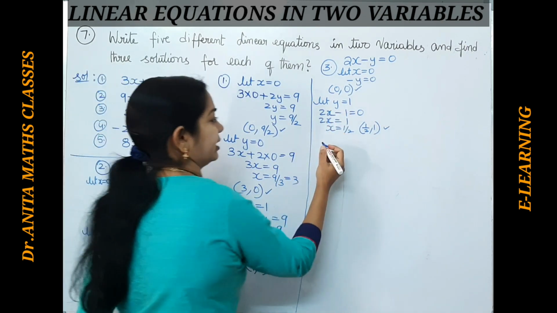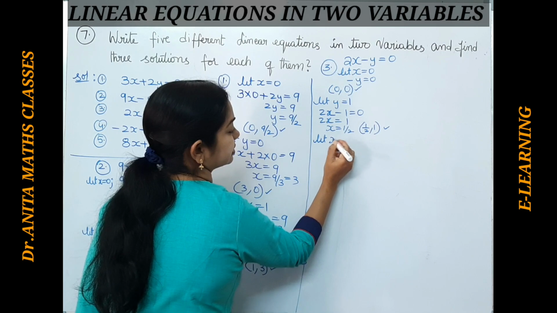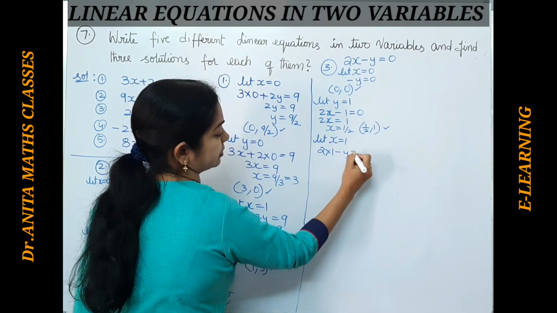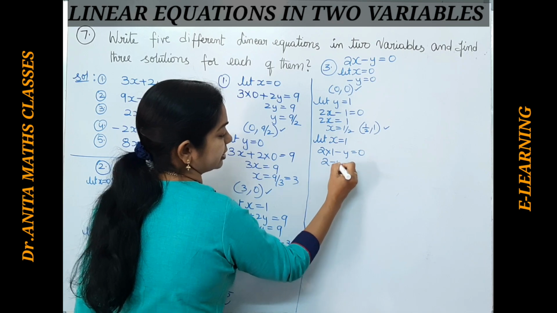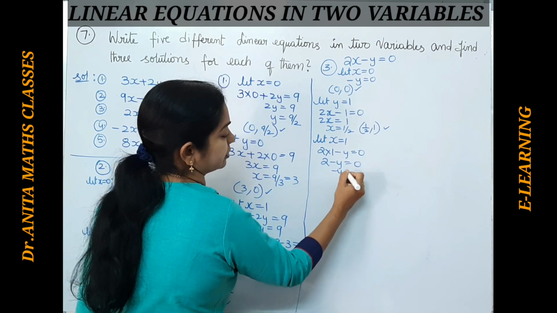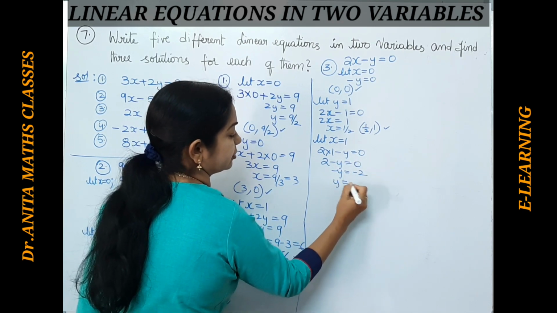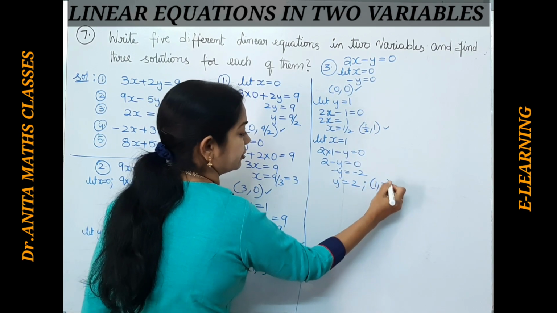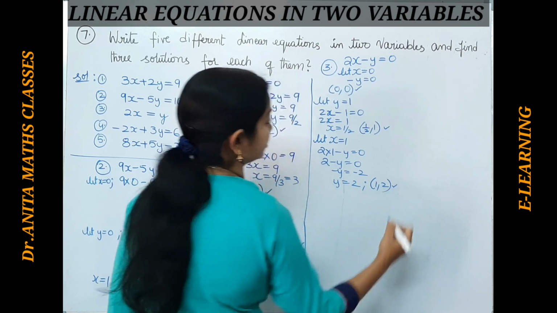Likewise, let us take x is equal to 1. Here 2 into 1 minus y equal to 0. 2 minus y equal to 0. Minus y equal to minus 2. So y equal to 2. So we got the solution as 1 comma 2. So this is the third solution.